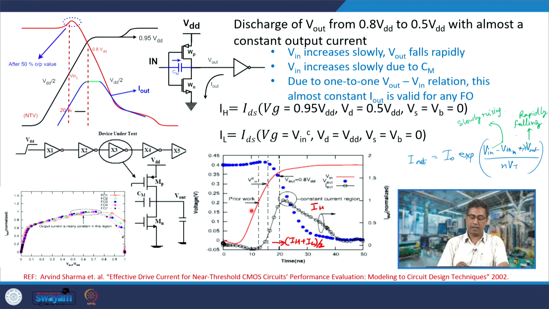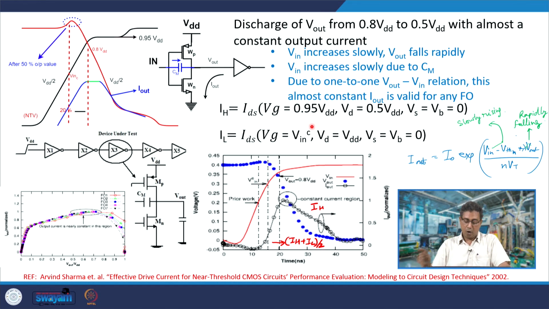So, we now want to estimate this value of current. What is the value of this current? We call it IH. It is for gate voltage being 0.95 VDD, drain voltage 0.5 VDD. It is almost constant here, with source and body voltage being 0. And what is IL? IL is the current when V in is V in C, for Vg being V in C, Vd being VDD, because Vd is almost VDD here, and Vs and Vb being 0. Now what is V in C? V in C we have already calculated in the previous lecture.